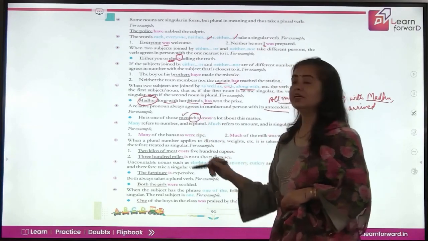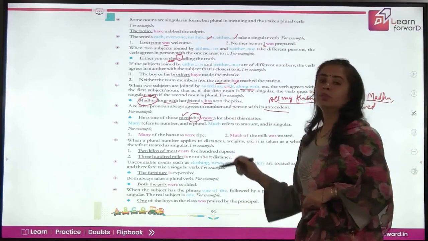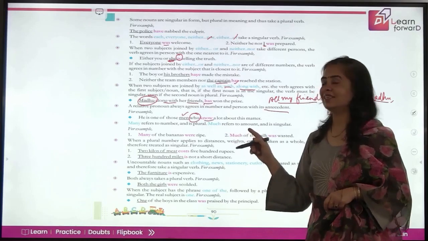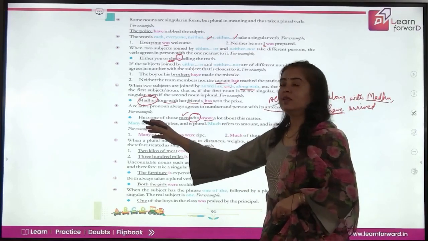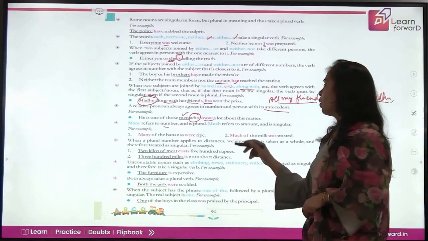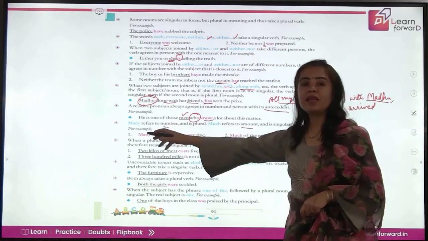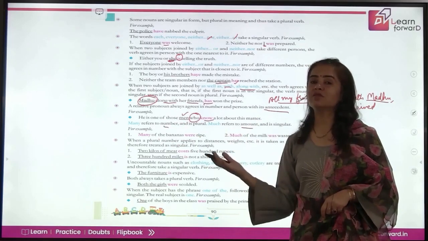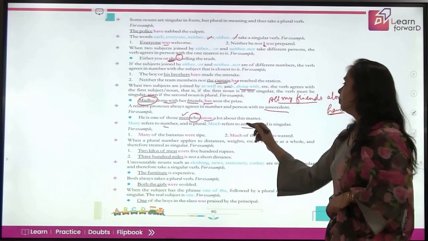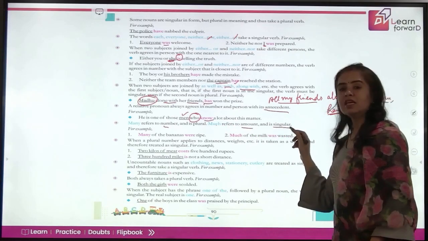The antecedent is those men, which is plural. So we are using here a plural verb without s. Now, many and much: many refers to number and much refers to quantity, that is, amount. So many refers to plural, which is why it will take a plural verb, but much refers to an amount, so it will take a singular verb.